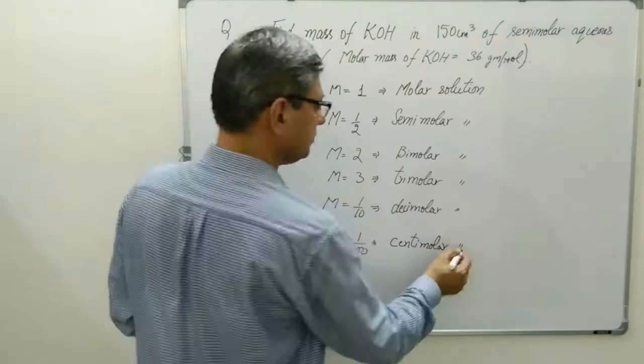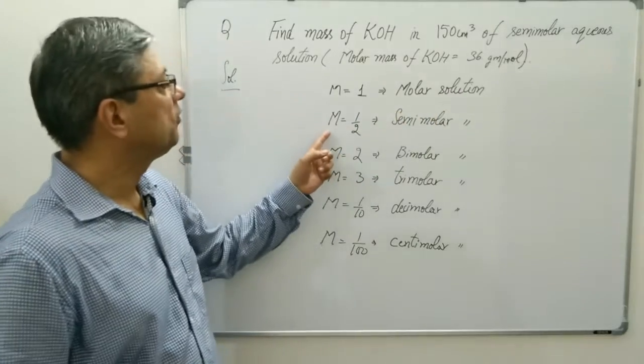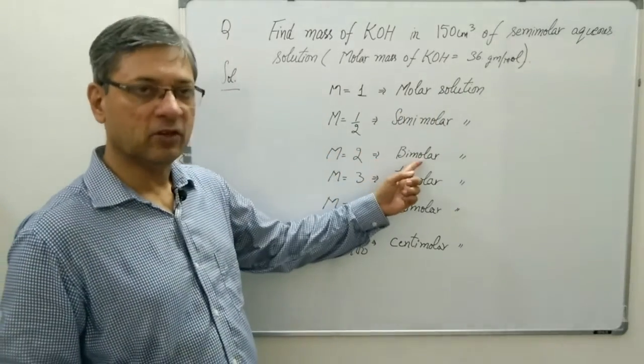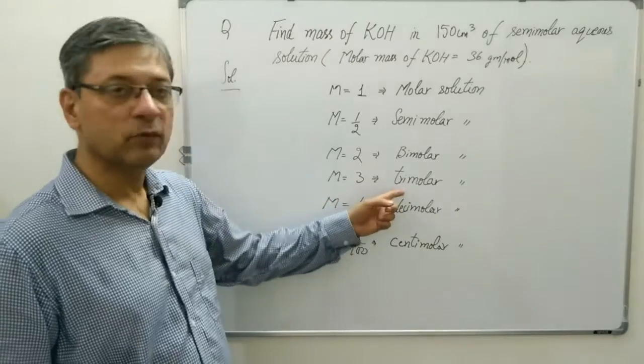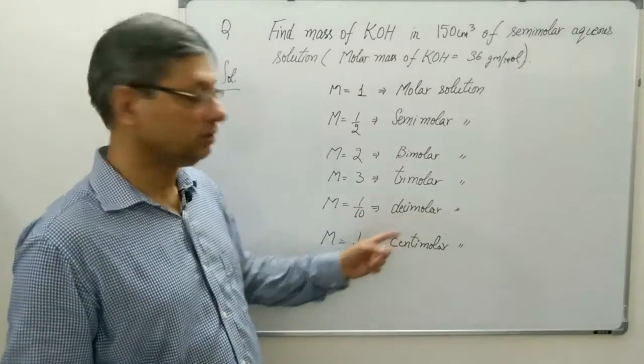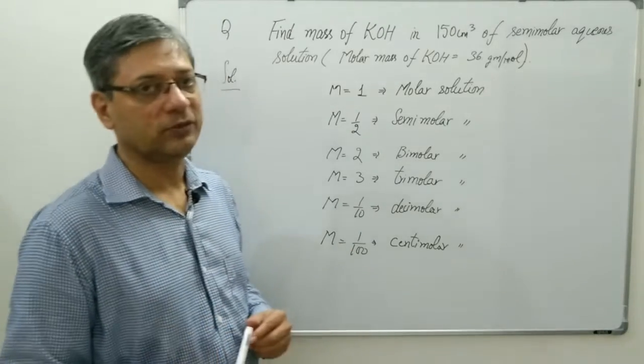Let me write. If molarity is 1, it is called molar solution. If it is 1 by 2, it is called semi-molar. If 2, it will be called bimolar. For 3, trimolar. If it is 1 by 10, it will be called decimolar solution. And if it is 1 upon 100, it is centimolar solution.